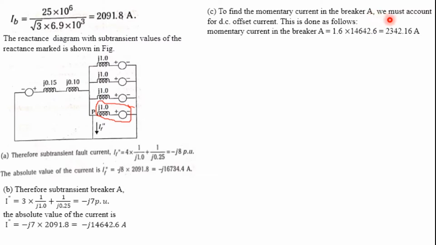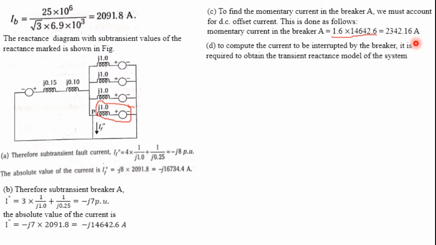The next one, we have to calculate the momentary current in the breaker A. That is accounted for by the DC offset current. What do we mean by DC offset current? We have done a derivation: when we multiply by 1.6, that accounts for the DC offset current. So when we multiply 1.6 by the absolute value of the current, we get the momentary current across breaker A. This is what we have to remember.